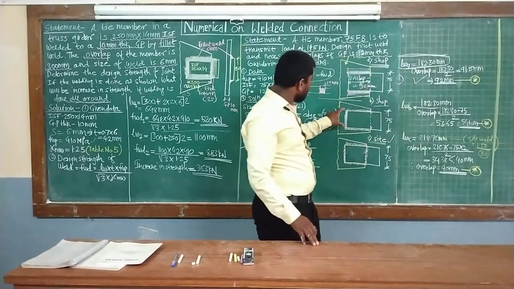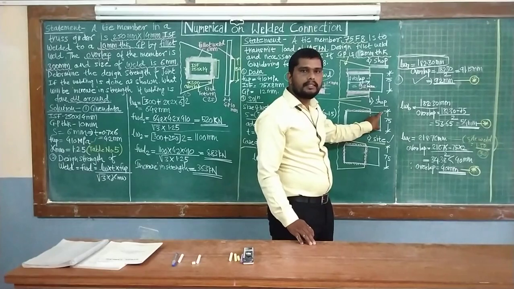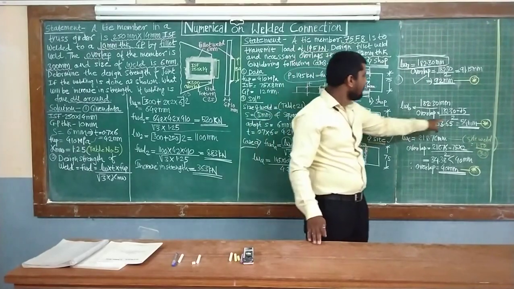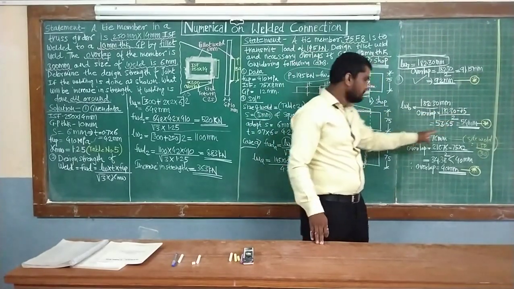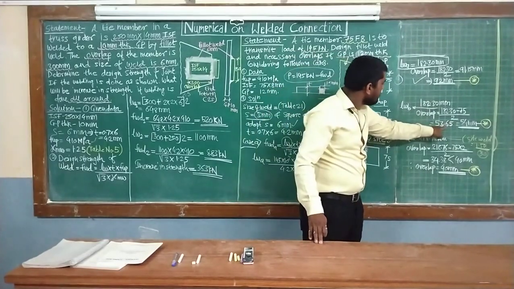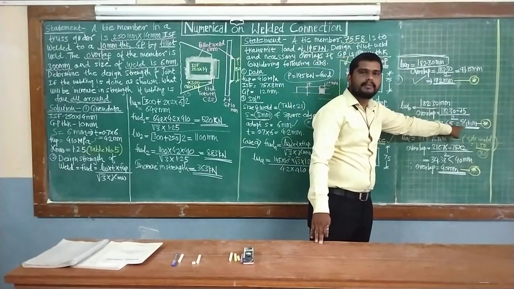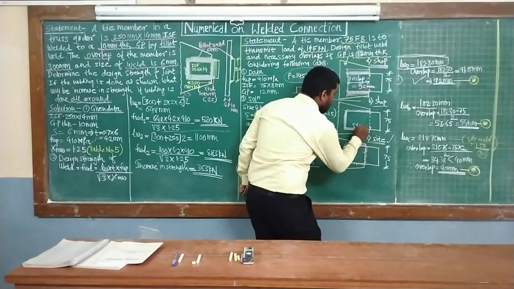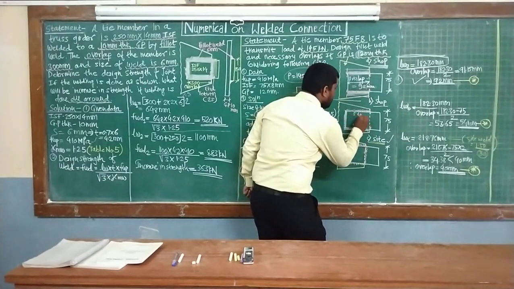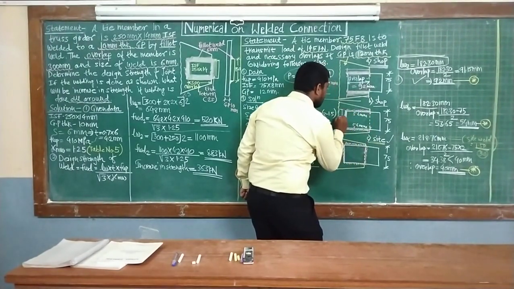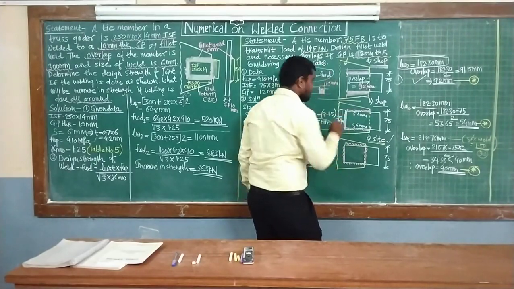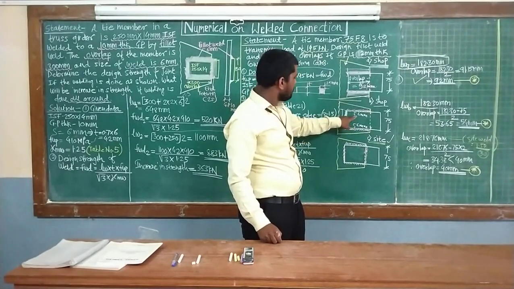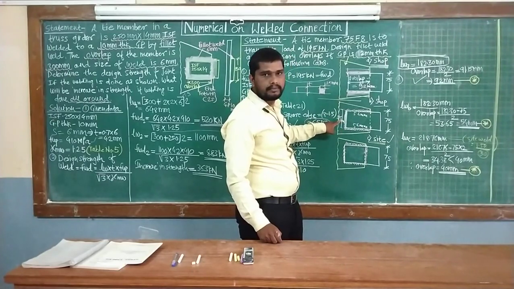So 182.30 minus 75, which is the vertical distance or length of this plate, is 75. We subtract and divide by 2, so the remaining answer will be 53.65. We have taken approximately 54 mm. So this 54 mm is the length of weld, again 54 mm length of weld, and this will be the 75 mm length of weld.